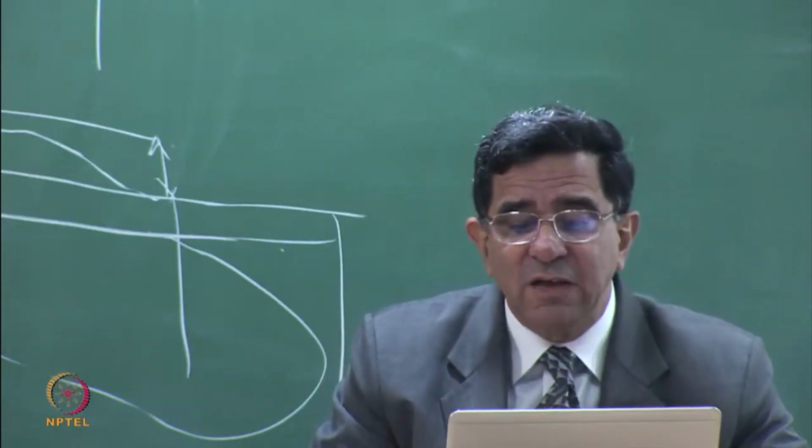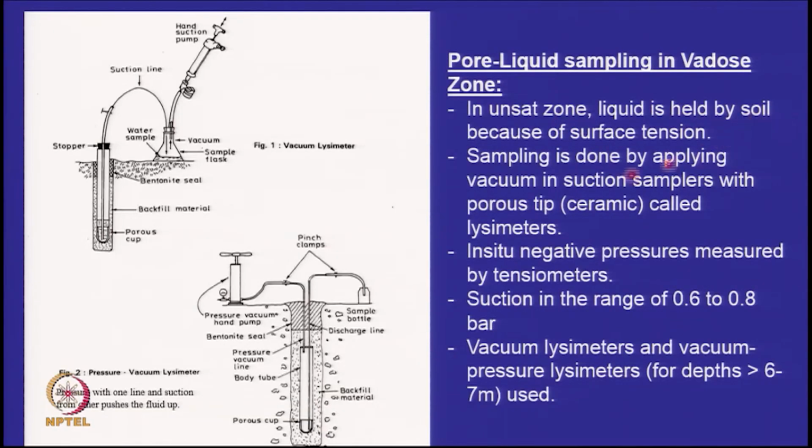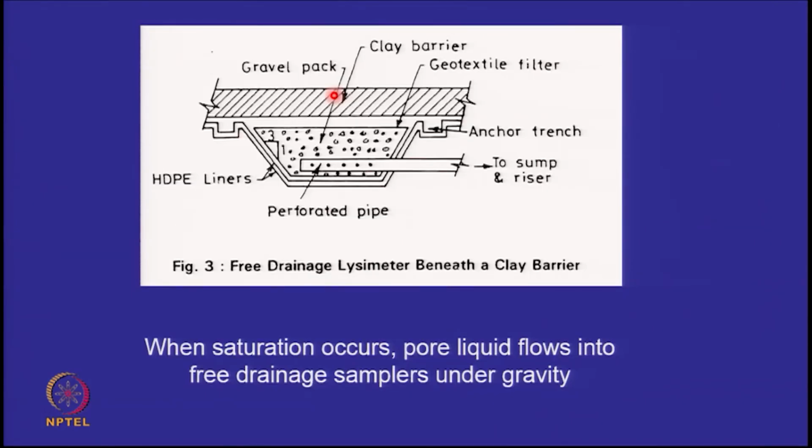So in the unsaturated zone, liquid is held by soil because of surface tension. Sampling is done by applying vacuum in samplers with a porous tip. As you can see, in situ negative pressure is measured, and suction is in the range of 0.6 to 0.8 bar. There is a limit to how much suction you can employ, otherwise it does not work, and these are the kind of devices you can use.